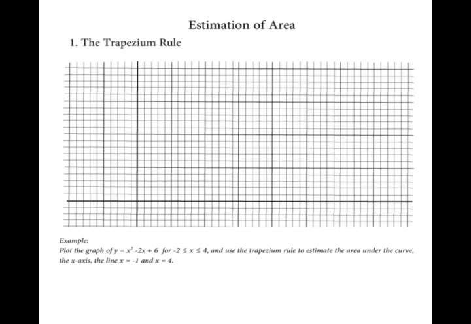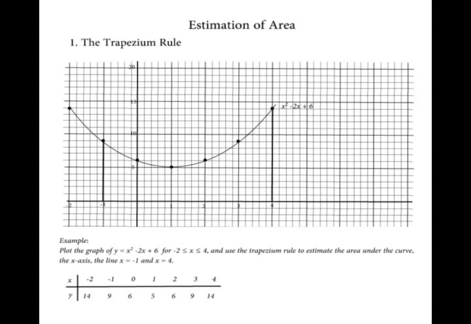To plot the graph, we need a table of values. The range of x is minus 2 to positive 4. From the equation y is equal to x squared minus 2x plus 6, we can calculate the corresponding values of y from the values of x that we have been given. If we do that, we get 14, 9, 6, 5, 6, 9, 14. If we draw the curve, this is it. The area is from this line, x is equal to minus 1, and this one, x is equal to 4.